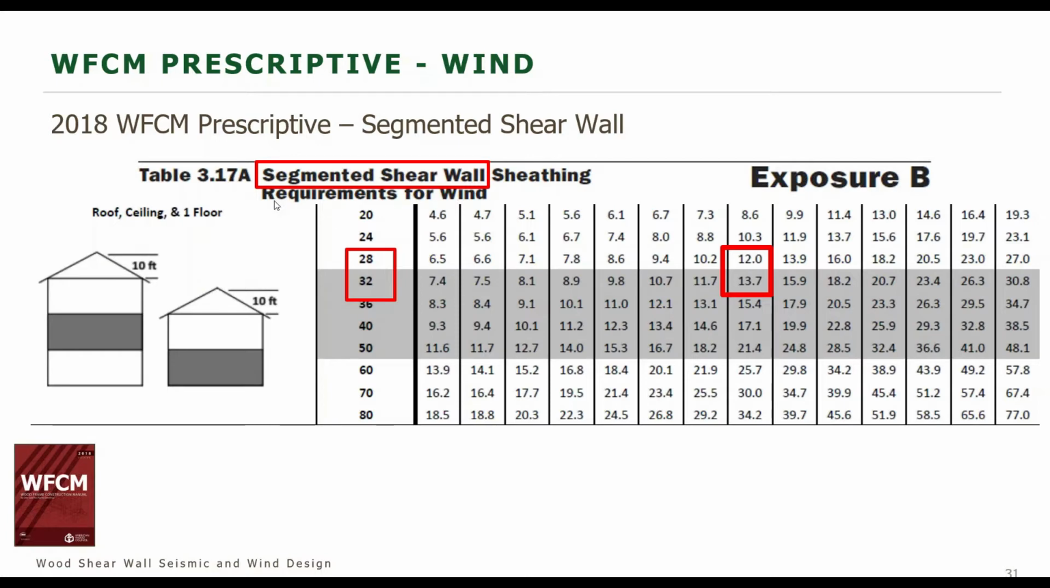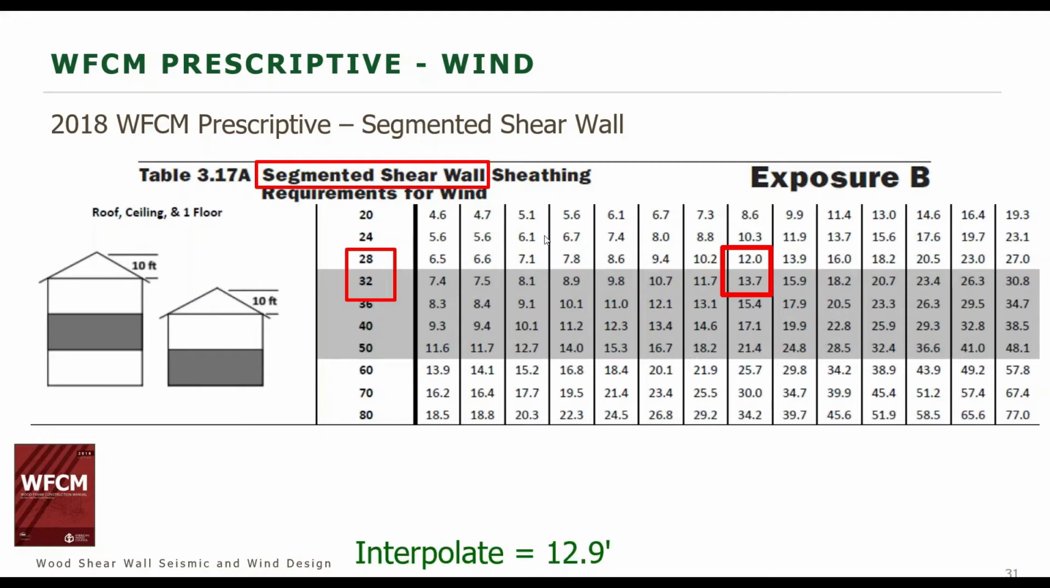The title of this table shows the segmented shear wall sheathing requirements, and then below that it tells you that you need to apply the load to the wall that is perpendicular to the wall in question. So for us, that's the wall that's 30 feet in length, or the short length of the building. So we're in the wall that is supporting one floor above it and a roof.